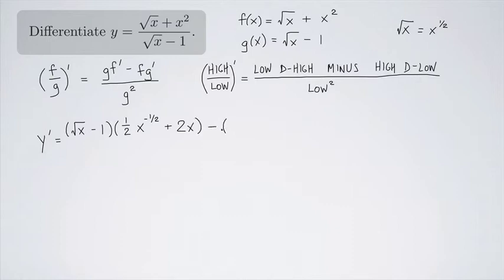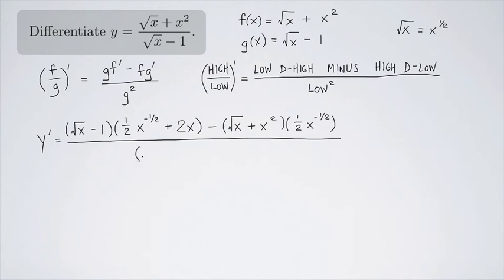Minus, and now I have f by itself, so that's the square root of x plus x squared, times the derivative of g. So again, I have a square root of x, so that's going to be 1/2 x to the negative 1/2, and the derivative of this minus 1 here is 0. And all of that is going to be over low squared, so that's g squared, the square root of x minus 1 squared. And if you wanted to, you could go through, multiply a bunch of stuff out here, see if anything simplifies, but I'm just going to leave it like that. That's the derivative.